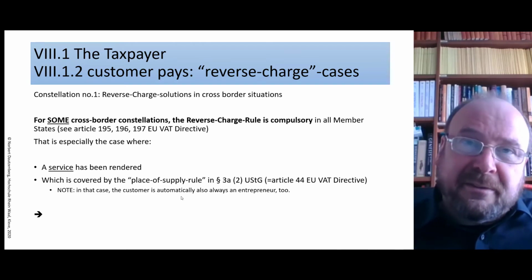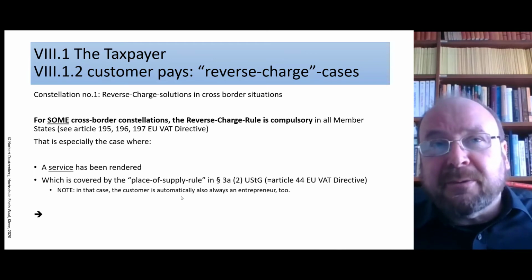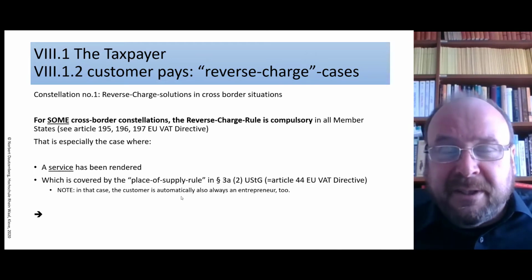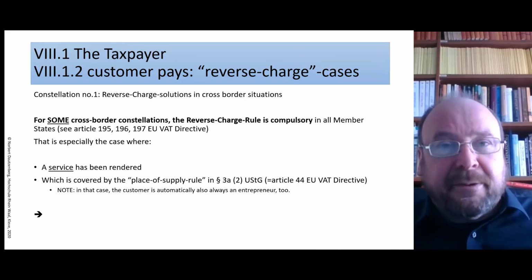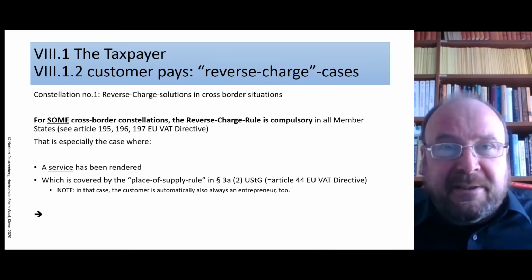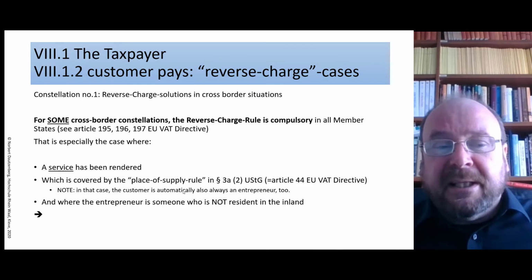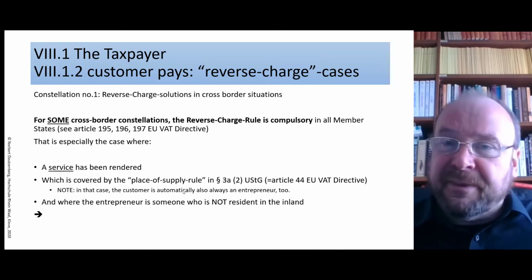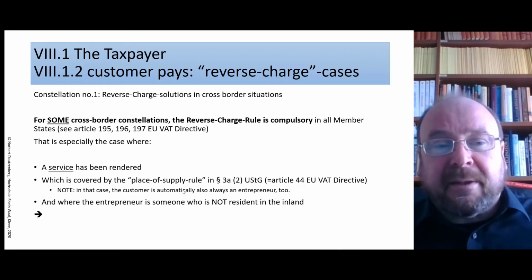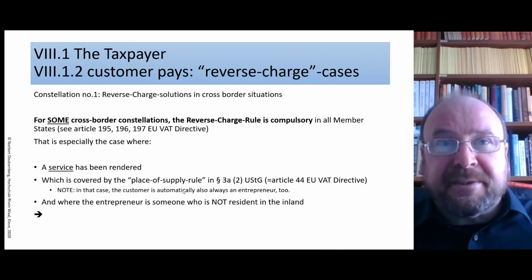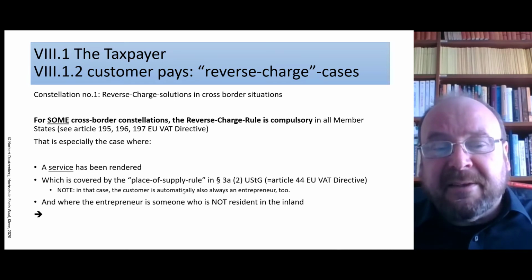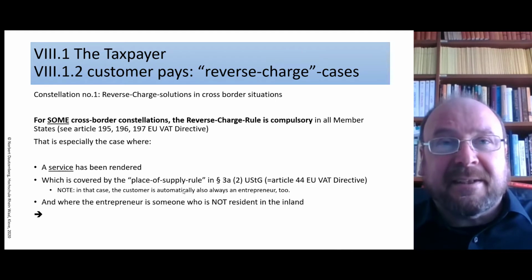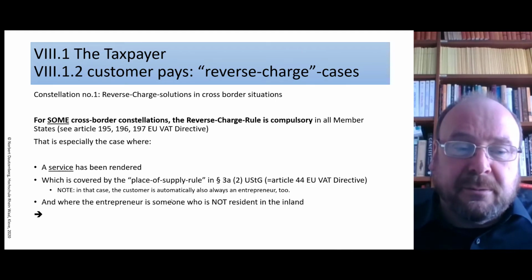And if that person is also a VAT entrepreneur, it's also at least guaranteed at a certain level that you can and will check from time to time if that person fulfills his or her or its obligations regularly and correctly. And the third condition here is that it's a cross-border situation. So a compulsory reverse charge system is established in all cases where you have rendered a service covered by 3a(2) and the entrepreneur rendering that service is a foreigner in the country where the tax is due.